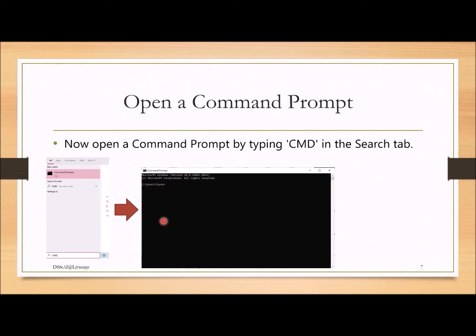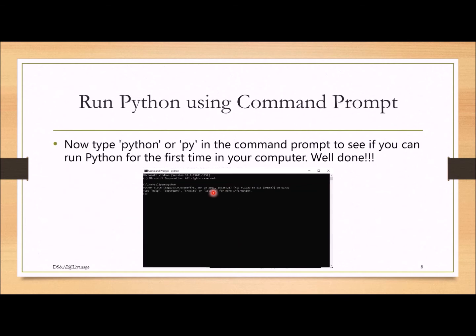Once you have opened this command prompt, now it's a matter of running Python in your computer. So let's try to run Python using command prompt. So now type Python or py in the command prompt to see if you can run Python for the first time in your computer. In my case, I type Python. So immediately after I type Python and enter, I get the version number and other information, and then it will change the command prompt to this prompt here. Well done. If you can see this one, that means you are ready to take off using Python.